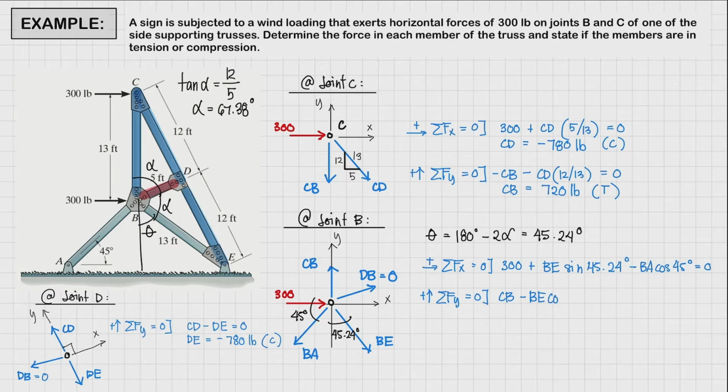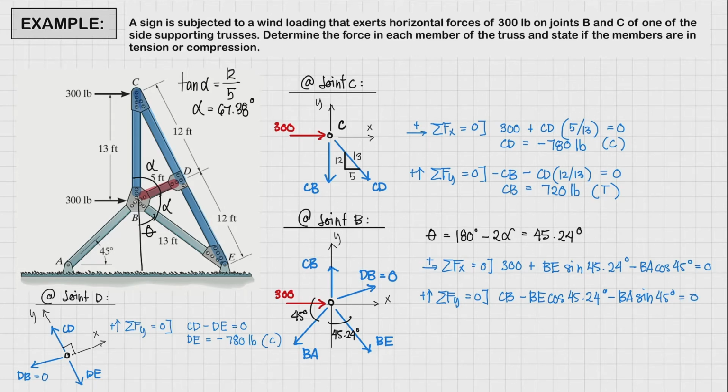And this is going to be cosine 45.24 degrees. And then the vertical component of BA, so it's also acting downward, so that's also going to be negative BA sine 45 degrees. And the whole thing must be equal to 0.